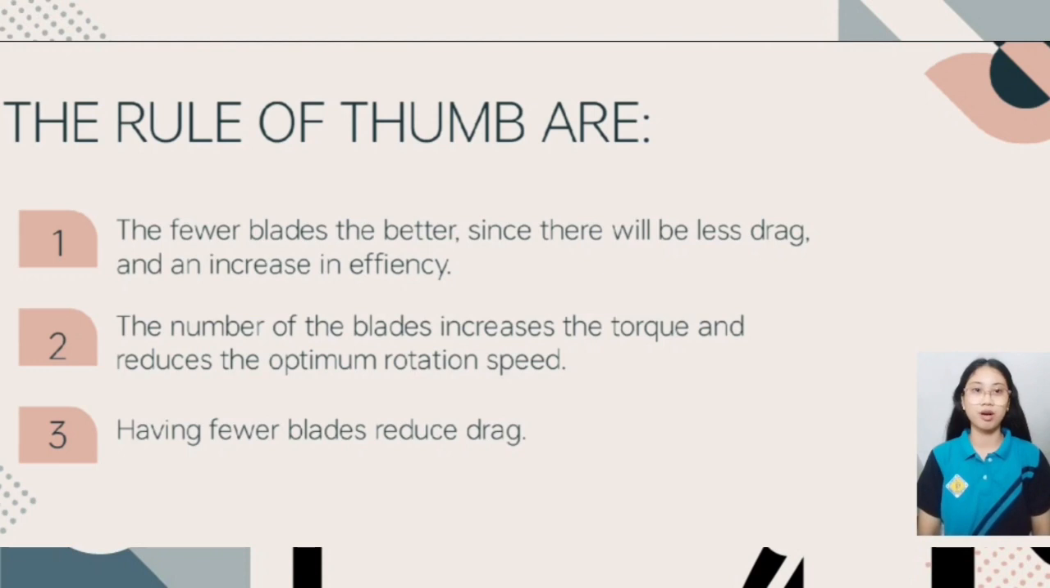Next is, the number of blades increases the torque and reduces the optimum rotation speed. Ibig sabihin, the more na mas nadadagdagan yung blade, mas babagal, pero mas lalakas. Yun yung ibig sabihin ng increase the torque, mas lalakas. Third is having fewer blades reduces drag. This is the same as the first rule of thumb.